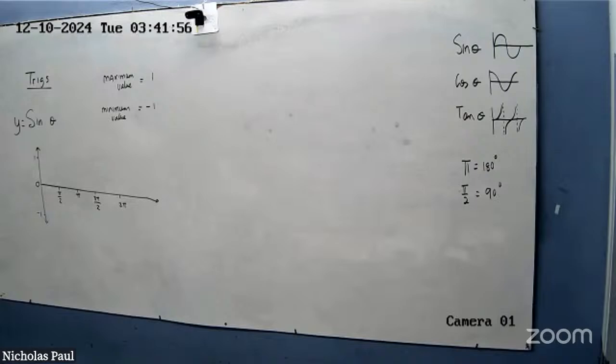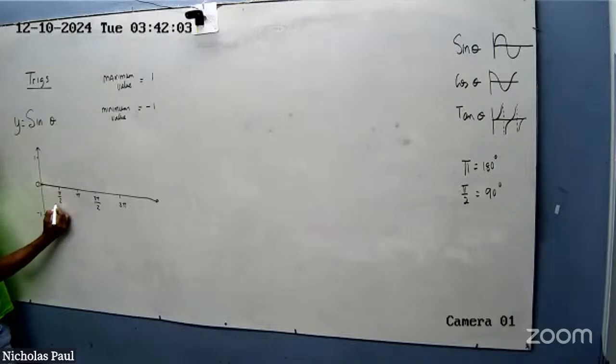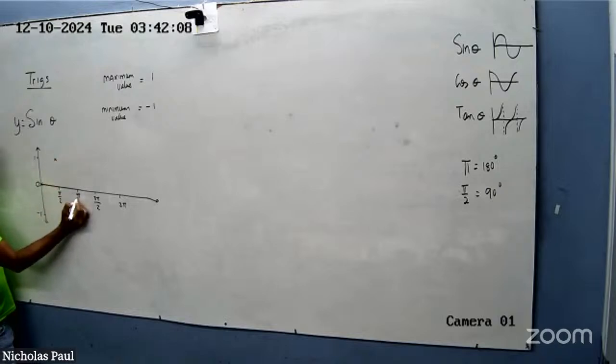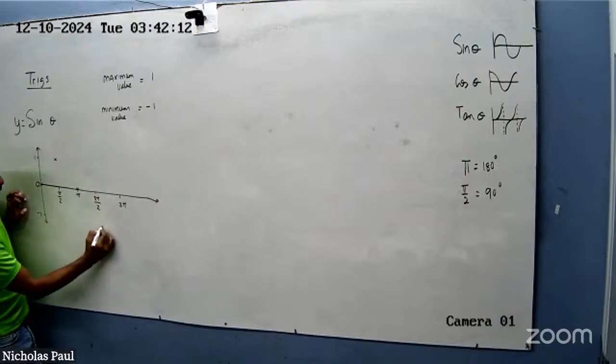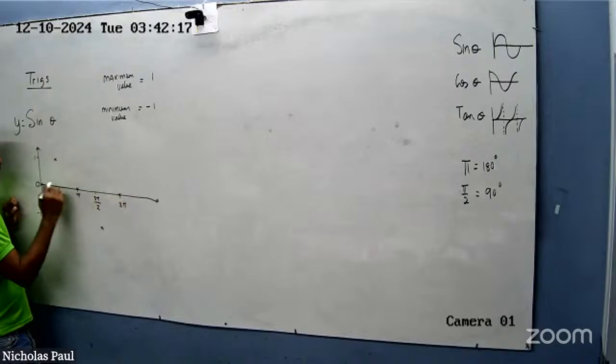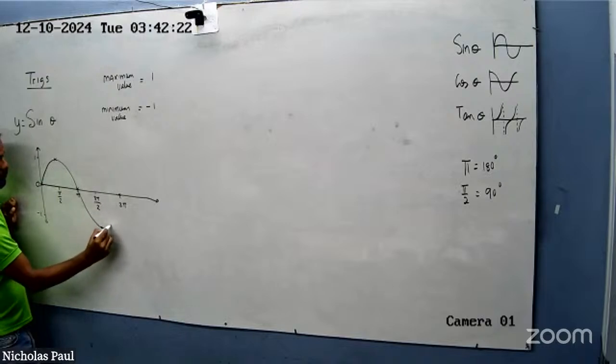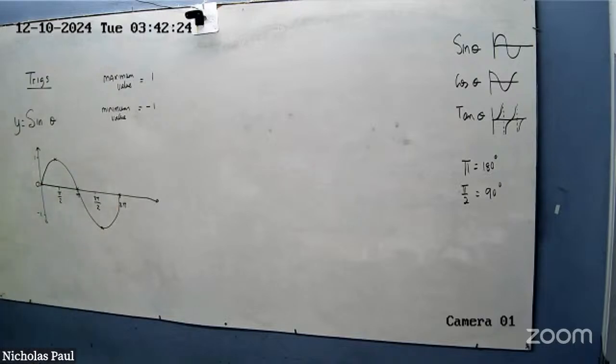Yeah, so we need all the values. Sine 0 is how much? Sine 0 is 0. Sine pi on 2 is 1. Sine pi is? Sine 3 pi on 2 is? And sine 2 pi is 0. So that's the shape of the sine graph.